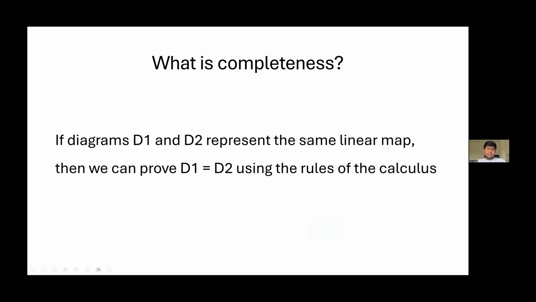So first of all, what is completeness? Just to recap, if you have two diagrams, D1 and D2, in your calculus, and they correspond to the same linear map, then we should be able to prove that D1 is equal to D2 using the rules of the calculus. And if we can always do that, then that property is called completeness.